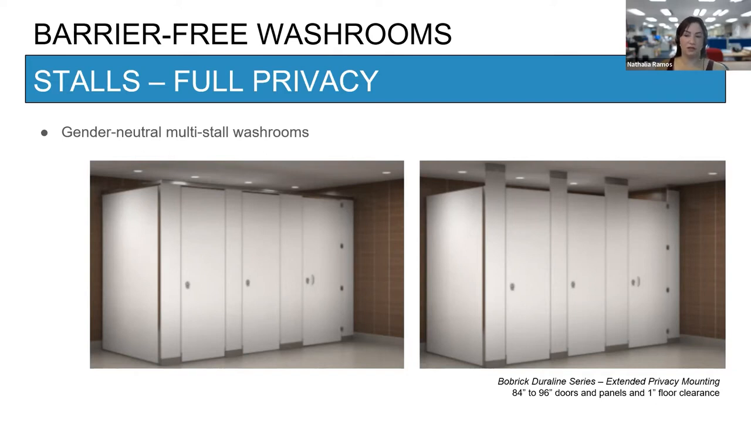So thinking about this, Bobrick has recently launched the extended privacy mounting partition, with which you can achieve, as you can see here, 84 to 96 inch doors and panels, with only 1 inch of floor clearance. As you can see in the image, the right-hand side install is the accessible one, with the doorknob and the hinges on the outside surface. What I also want to call your attention to is the floor clearance at the bottom of the door.